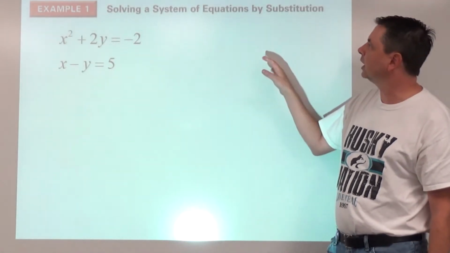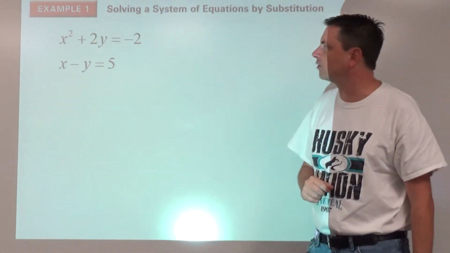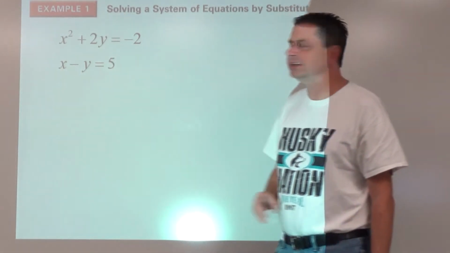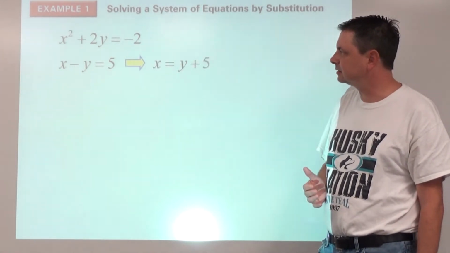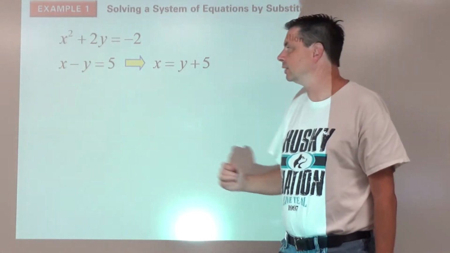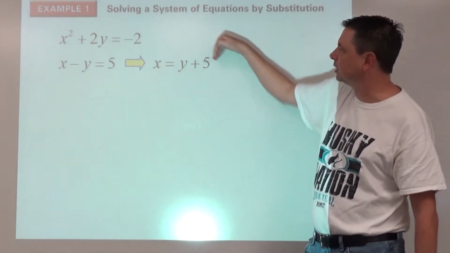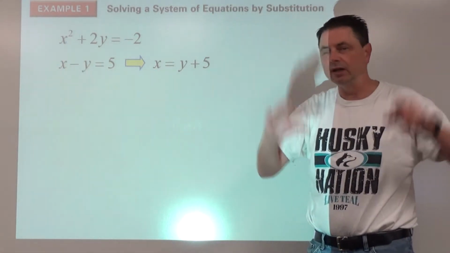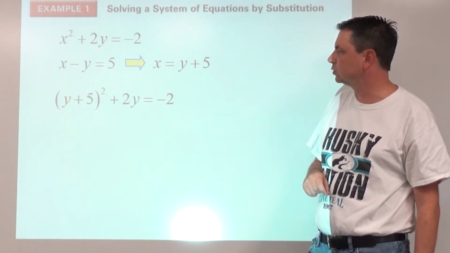So example number 1. Solved by substitution, we could solve either equation for x or for y. And I definitely think the second one might be easier. So if we were to solve for x, and if you decided, hey, I wanted to solve for y, there was really no harm in that. But if we solve for x by adding y to both sides, we get x is y plus 5. We're then going to substitute that into the other equation. So y plus 5 gets squared, that quantity squared, plus the 2y equals negative 2.